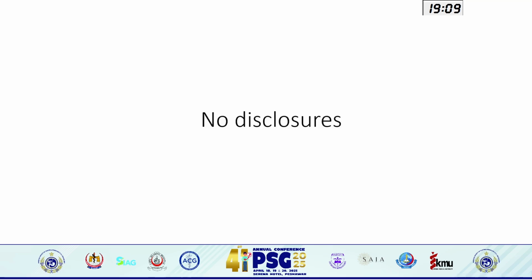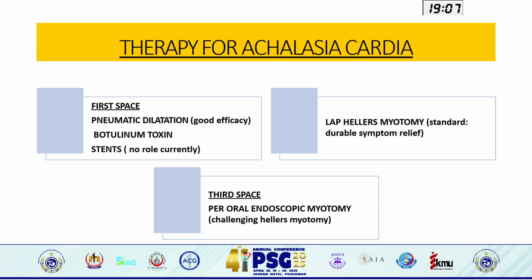I don't have any disclosure pertaining to these slides. Now, what exactly constitutes third space endoscopy? There are lots of young people sitting in the hall. First space is obviously the kind of endoscopy that we do within the lumen. Second space is the kind of surgery which is done by the surgeons.